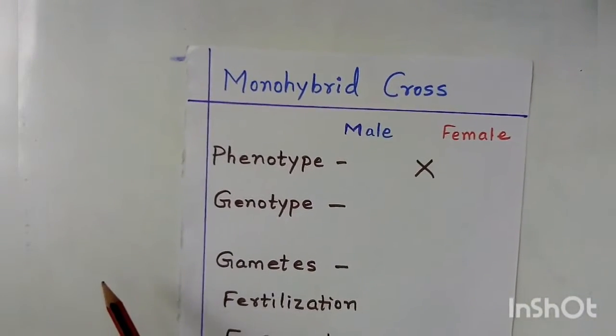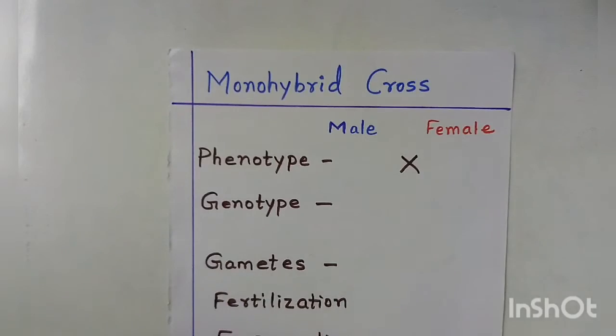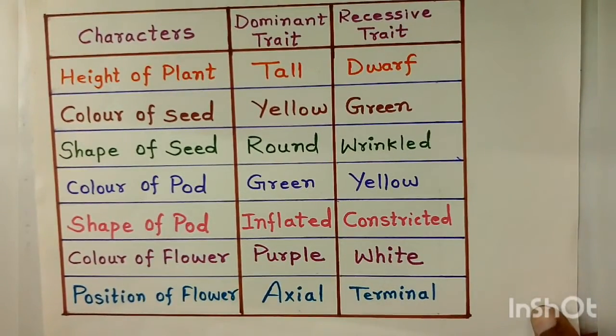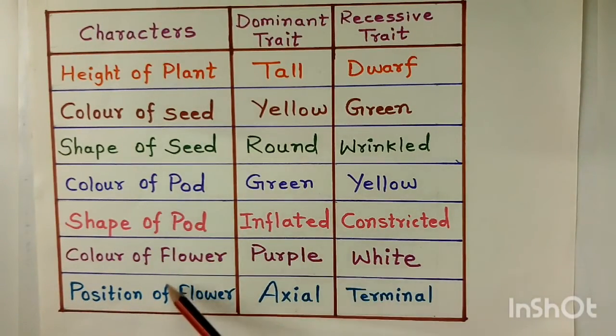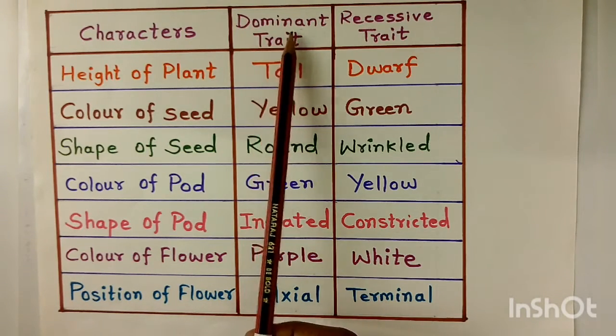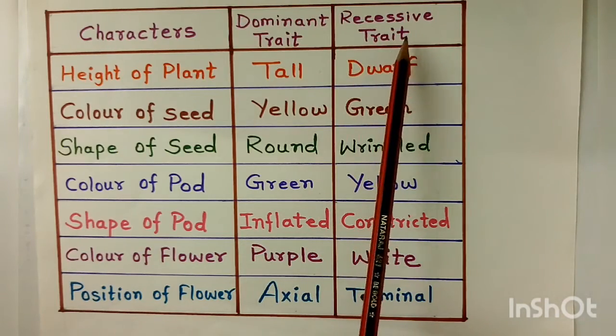So for monohybrid cross, we can choose any character, as we have seen that there are 7 characters that were studied by Mendel. So these are the 7 characters and these are the traits of the characters. And the most important thing that you have to remember is the trait is either dominant or recessive. So first we'll start with monohybrid cross.